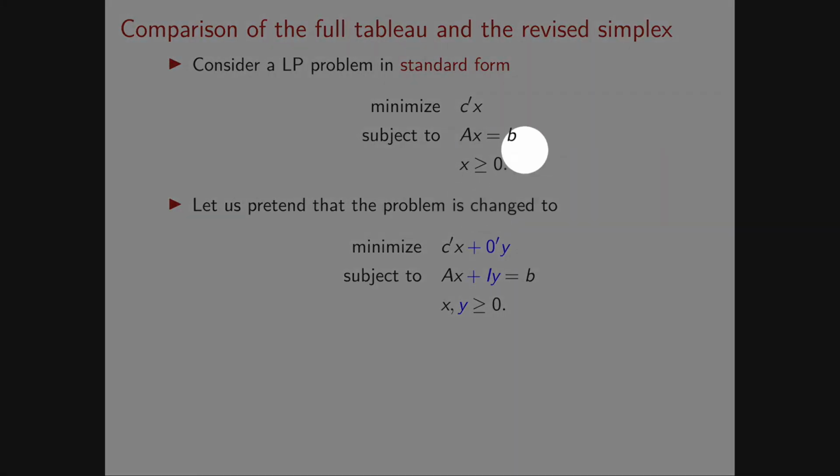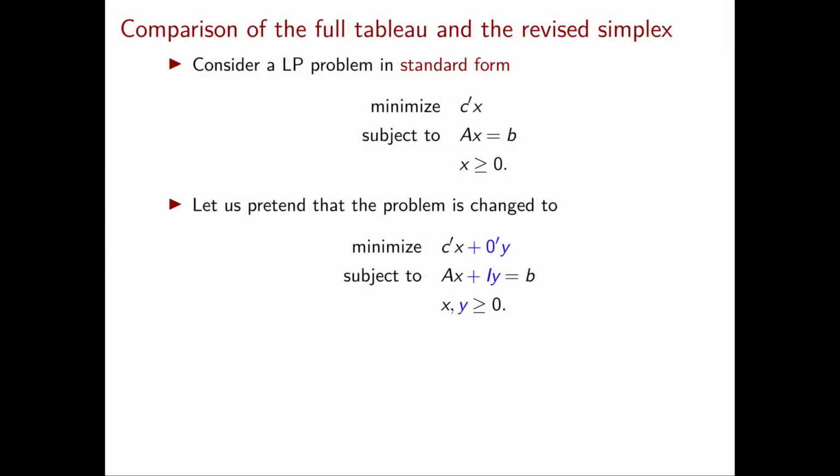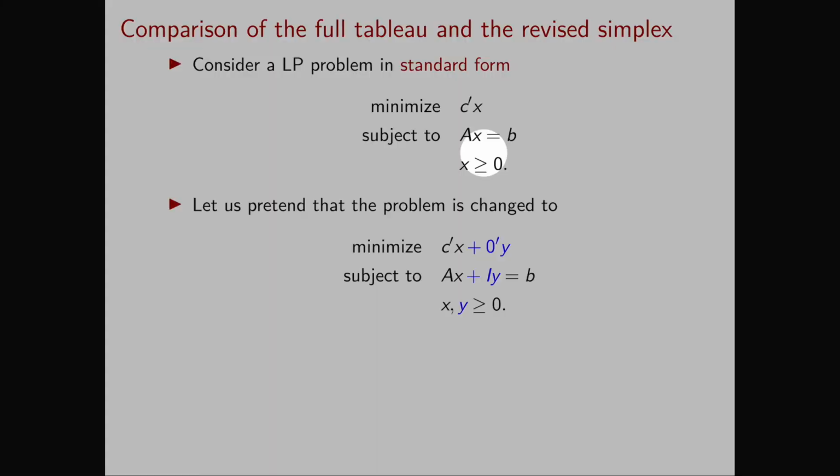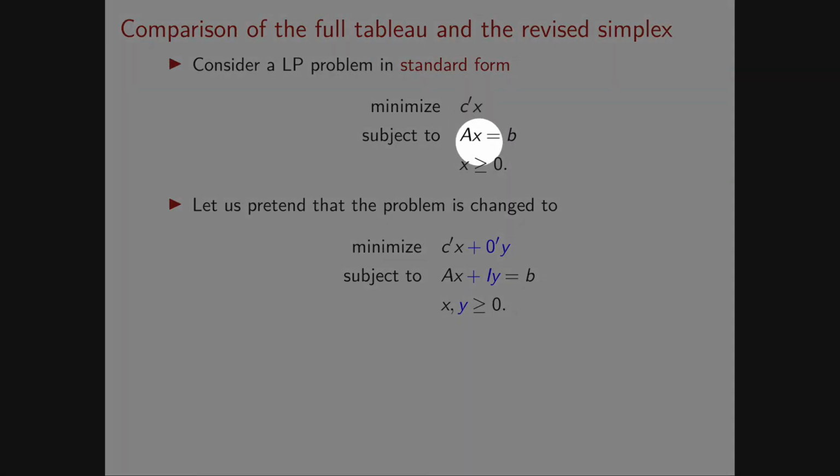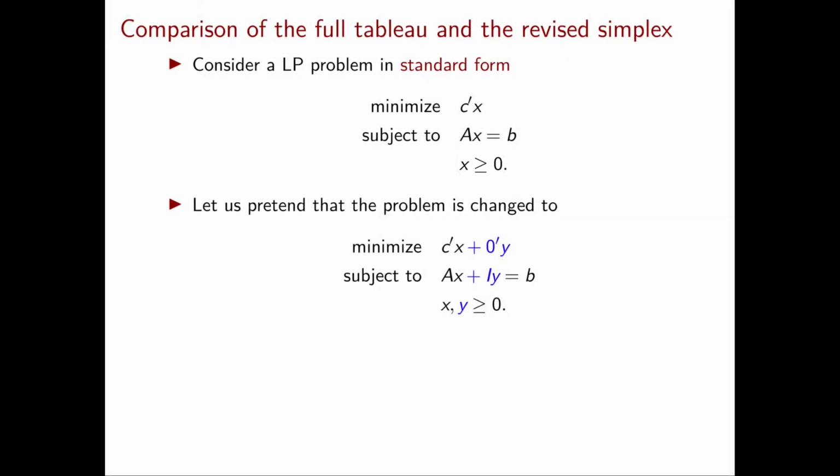The last thing I want to do in this video is to compare these two implementations more in detail. As always, we start from a standard form linear programming problem: minimize c transpose x subject to Ax = b and x ≥ 0. To make this comparison, it will be really useful to slightly change the problem.